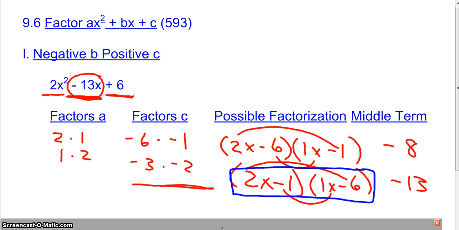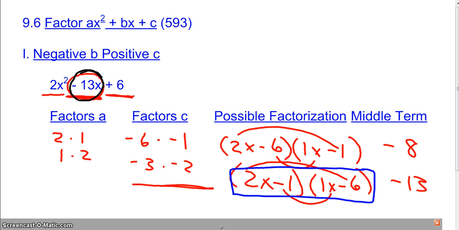Okay, I'm going to give you this hint now, but I know it's early. This is the first time you've seen factoring with an a. But when you look at this middle term, negative 13, it's kind of big compared to 6 and 2, right?